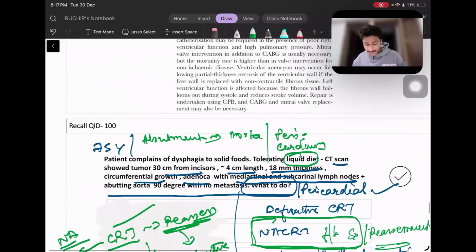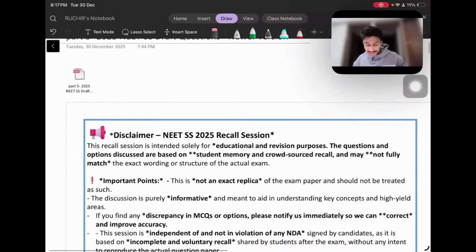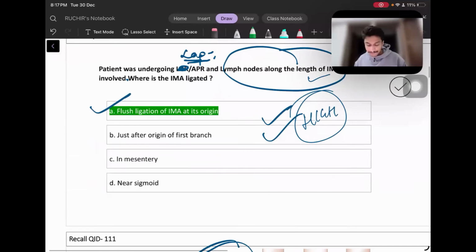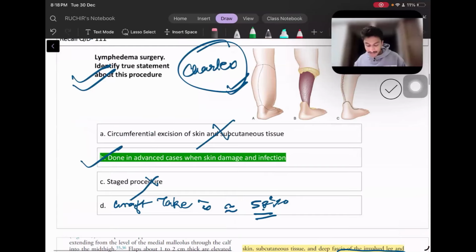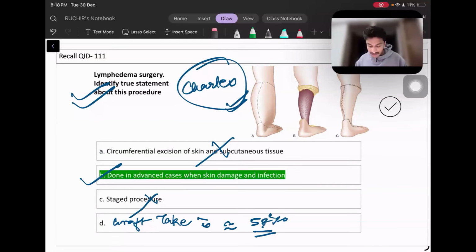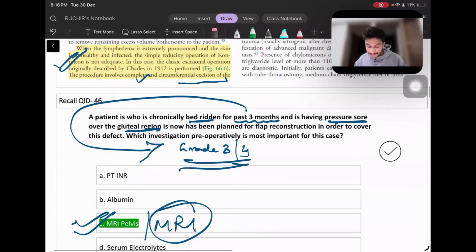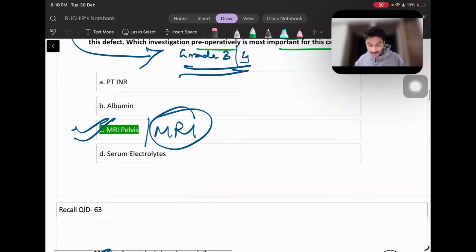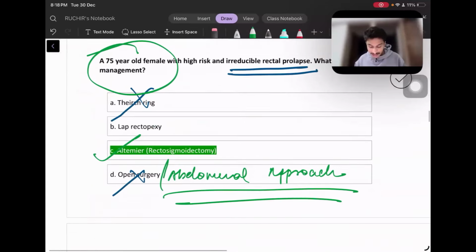So here are the 14 questions I've discussed for all the late joinees. The given image of lipodermatosclerosis, CEAP classification C4B. Lap APR with lymph nodes along the IMA, flush ligation of IMA, that is, high ligation should be done. Charles procedure, the true statement is that it is done in advanced cases when skin damage and infection are there. Chronically bedridden grade 3, 4 bed sore planned for flap reconstruction: preoperatively, most important for this case would be an MRI, not albumin. Massive hemoptysis is not seen in MR. That's the answer here. 75-year-old female with rectal prolapse or procidentia.